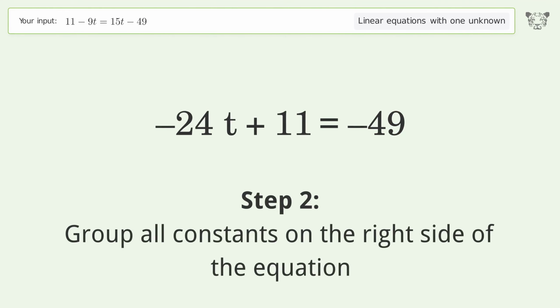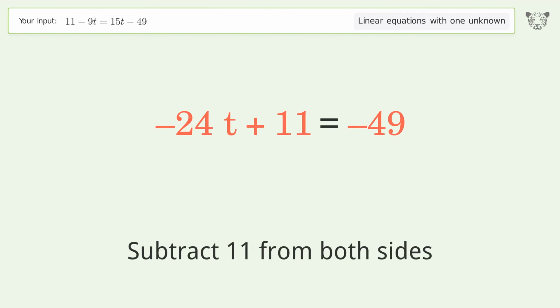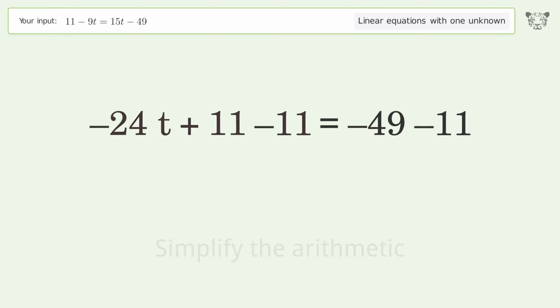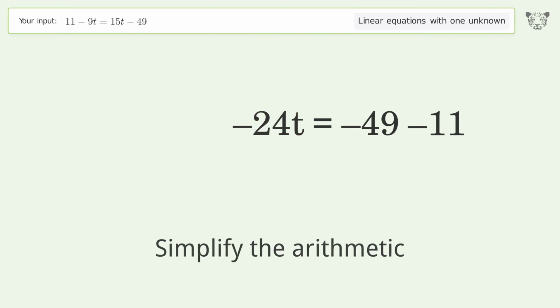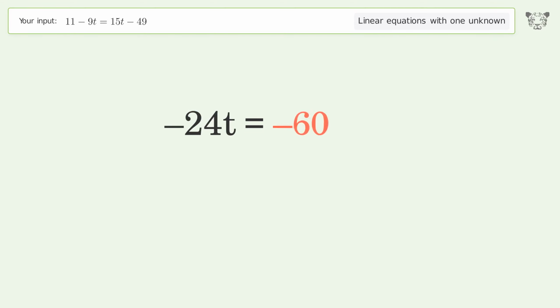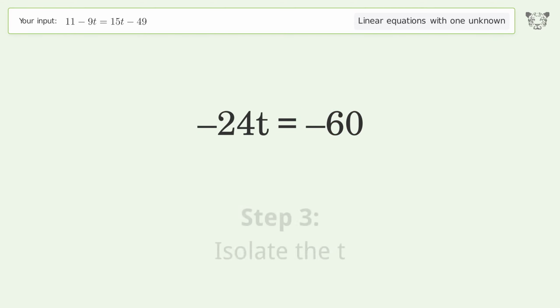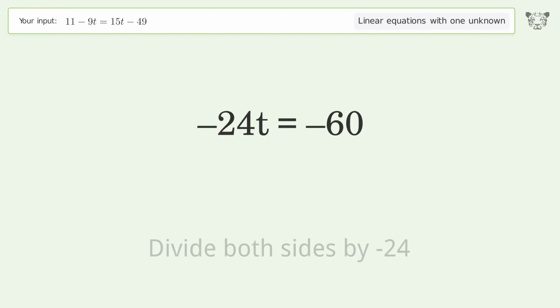Group all constants on the right side of the equation. Subtract 11 from both sides. Simplify the arithmetic. Isolate the t. Divide both sides by -24.